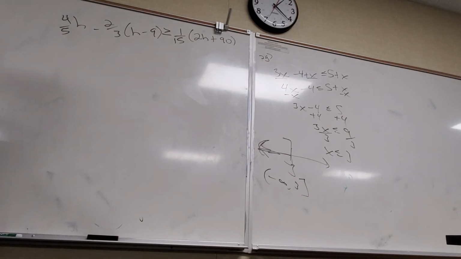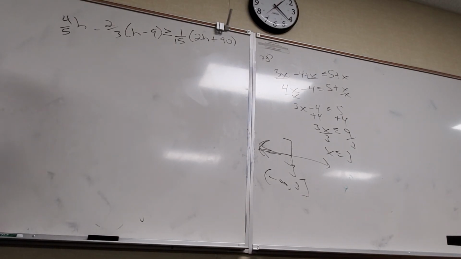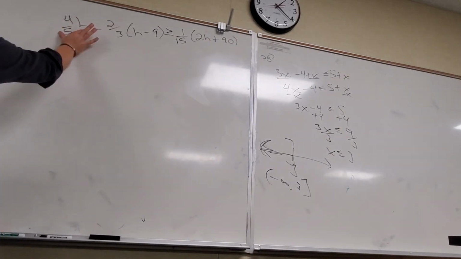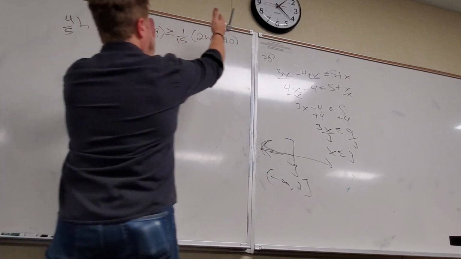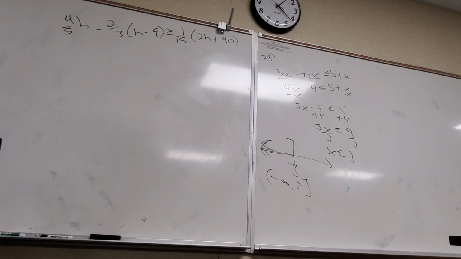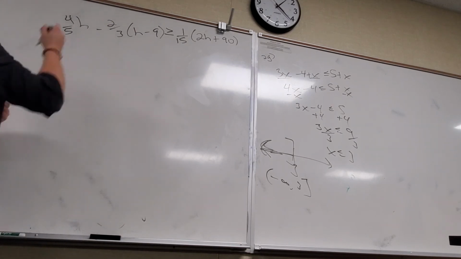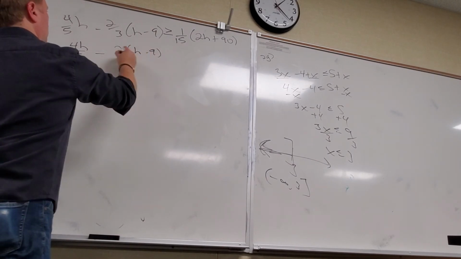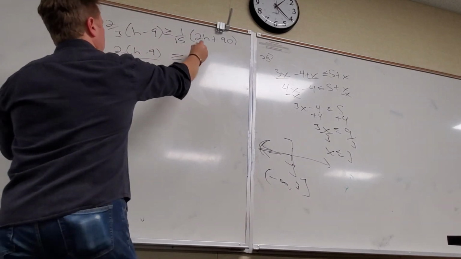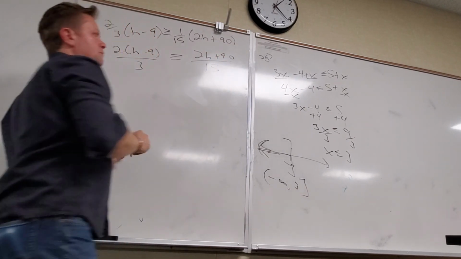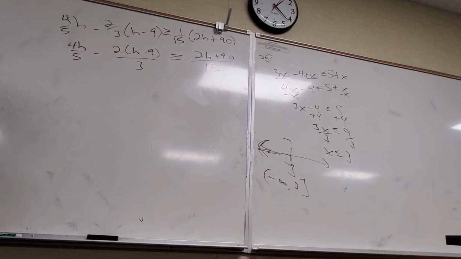What is the LCD? LCD is easy. 15. So I've got 1, 2, 3 pieces with bottoms. Do you see that? In fact, let me write it one different way: 4h over 5 minus 2h minus 9 over 3 greater than or equal to 2h plus 90. This is much easier if you see it like this. Do you see there's my 3 fractions?